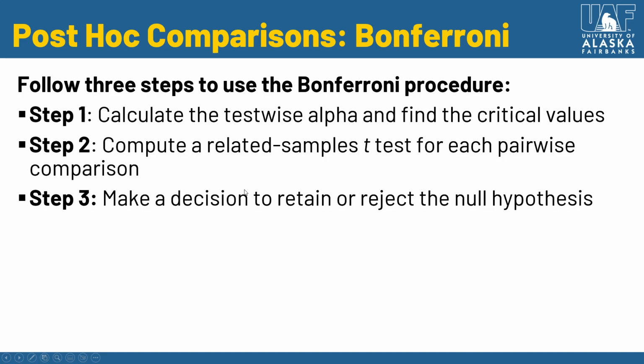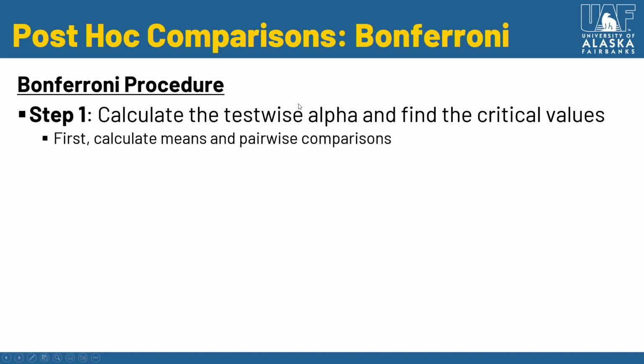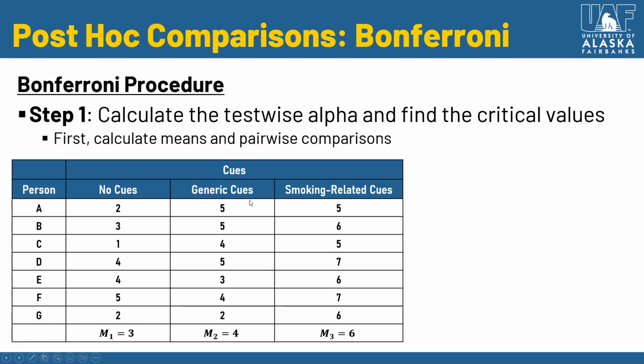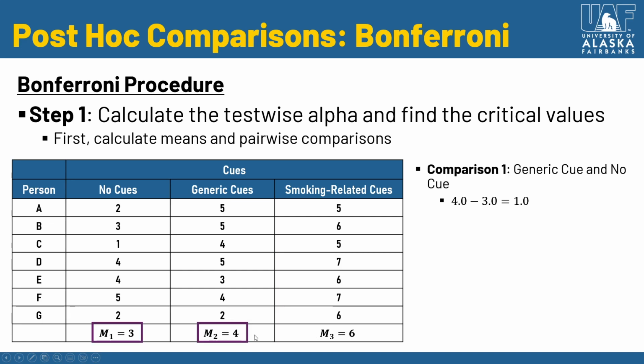And so let's follow these steps here. First, calculating that test-wise alpha. So first, we're going to calculate our means for each of the groups of conditions. And so we get that here, and then now we need to do comparisons, right? So first comparison is generic Q and no Q.